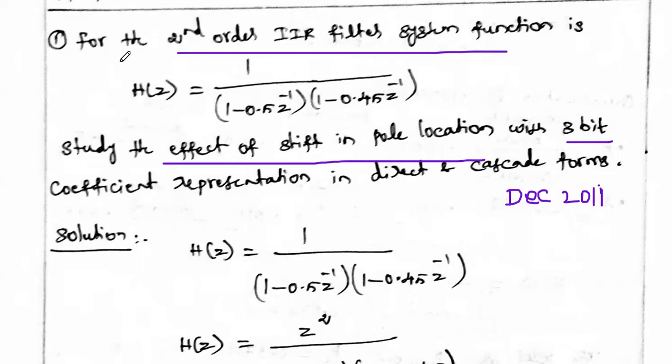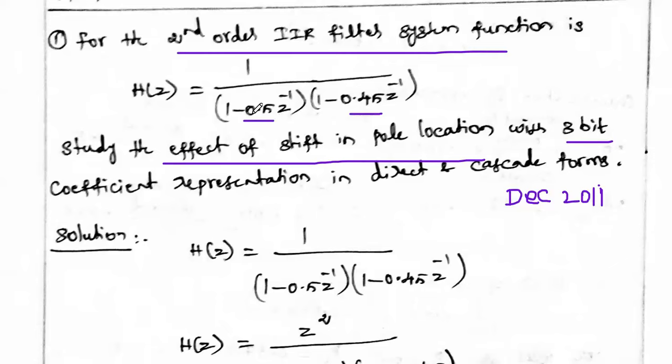Okay, so here it is a second order IIR system function. What the question means is, if you are realizing this second order filter in direct form, as well as if you are realizing this IIR filter in cascade form, what is the effect of shift in pole location if the filter coefficients are quantized with 3 bits? Okay, so this is the problem related to the topic quantization of filter coefficients.